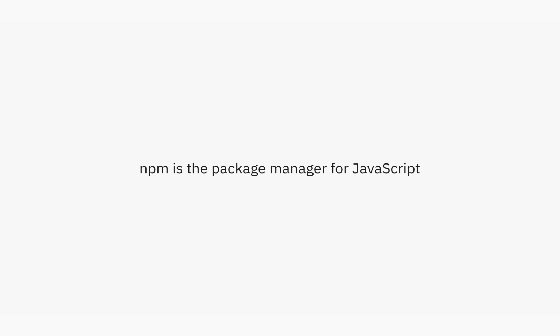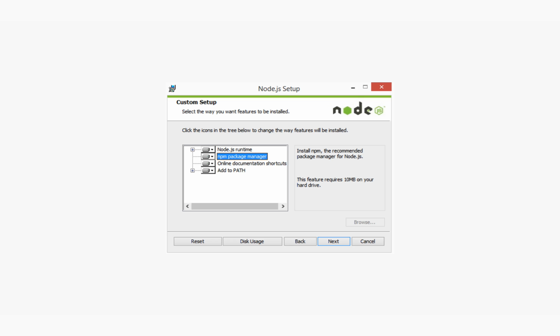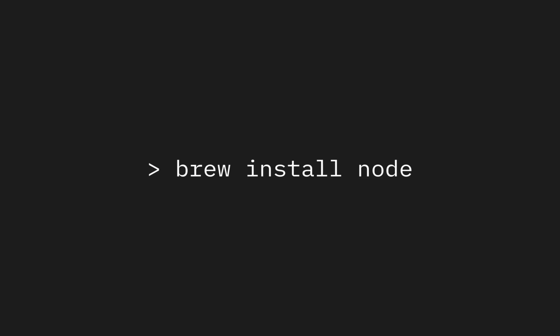And to install Node.js on Windows, you can download the installer, and you can do the same on Mac. But on Mac, you can also install it using Homebrew by running brew install node, and this would automatically install the latest version. You can also install NPM the same way.